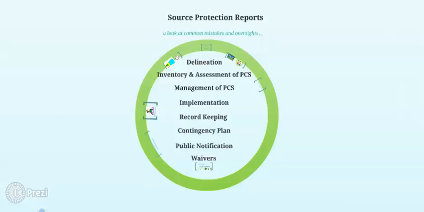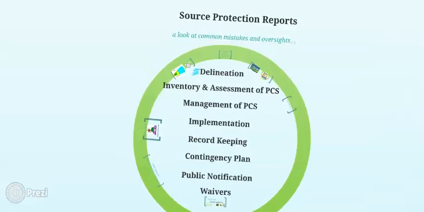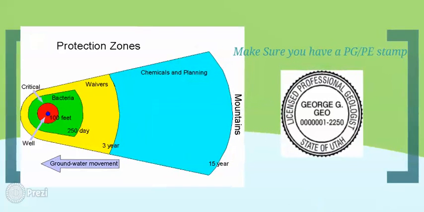The delineation is where the source protection zones are set up. This section is where you need a professional geologist or a professional engineer stamp. It's mandatory so that we know a professional is taking some responsibility for the delineation and is backing up the delineation with their license.